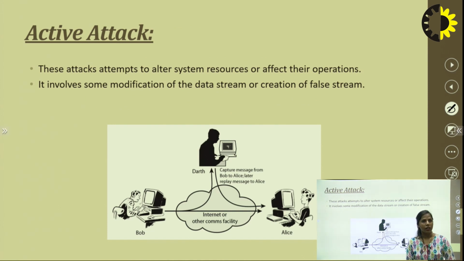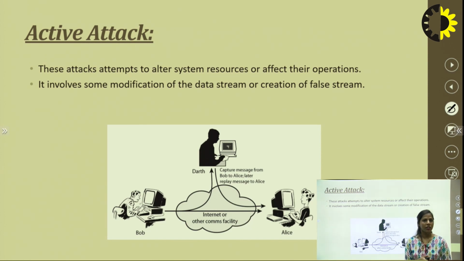Next one is active attack. As we have discussed, the passive attack only follows the content that is transferred, and they try to access that information. They do not alter the system resources. But in an active attack, they try to alter the system resources also. They not only access the information, they also alter whatever information is transferring from one place to another.